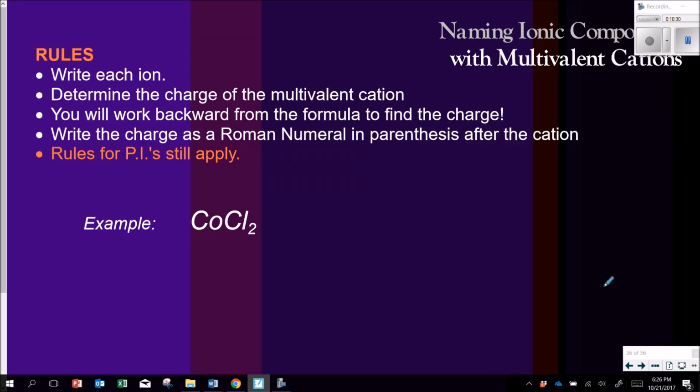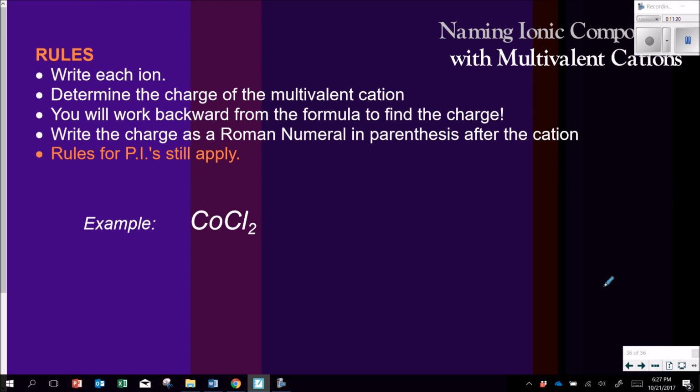Now, to name ionic compounds with multivalent cations, we have to work backwards from the formula. We use a similar method as for regular ionic compounds, but the only difference is we have to determine the Roman numeral to indicate the charge on the cation. And then we need to express that charge as a Roman numeral in parentheses after the cation. So let's work an example to see.